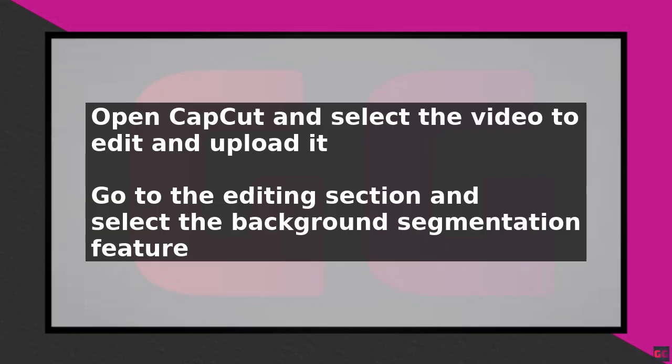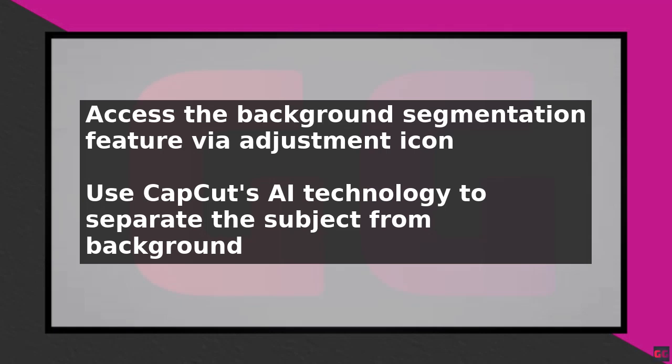This feature allows you to separate the subject from the background, giving you the ability to apply different effects to each. To access this feature, click on the adjustment icon and then select the background segmentation option. CapCut's AI technology will automatically detect the subject and separate it from the background.